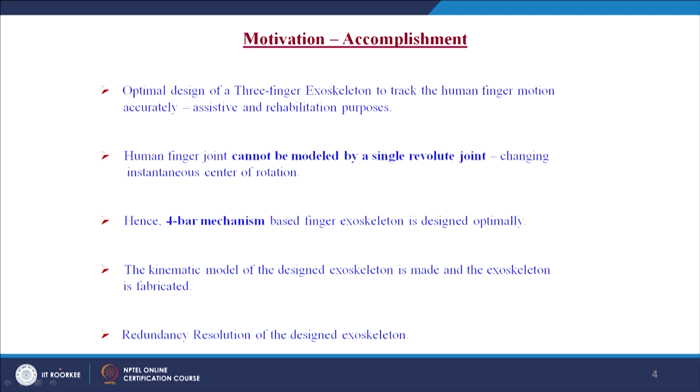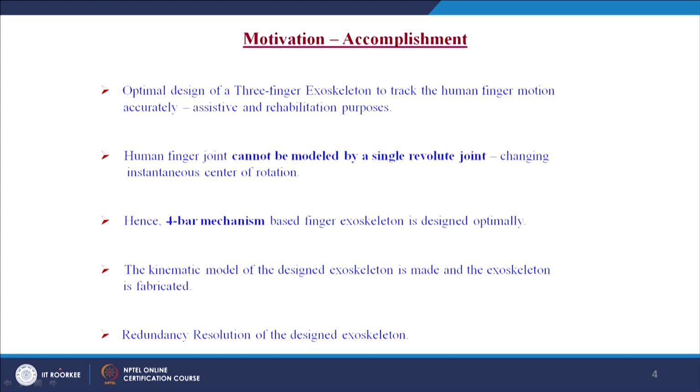Coming to the motivation followed by the accomplishments: the optimal design of a 3-finger exoskeleton to track the human finger motion accurately, so that it can be used for both assistive and rehabilitative purposes. A human finger joint cannot be modeled by a single revolute joint because of the changing instantaneous center of rotation of the human joints, and hence a 4-bar mechanism based finger exoskeleton is designed optimally in this work.